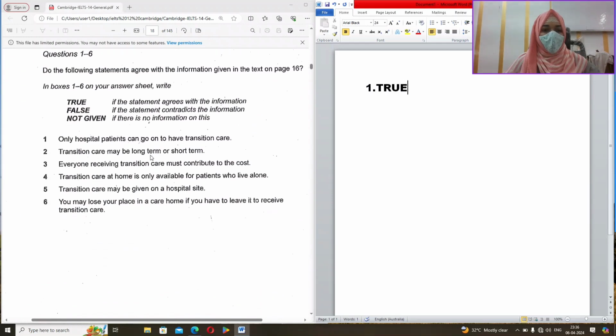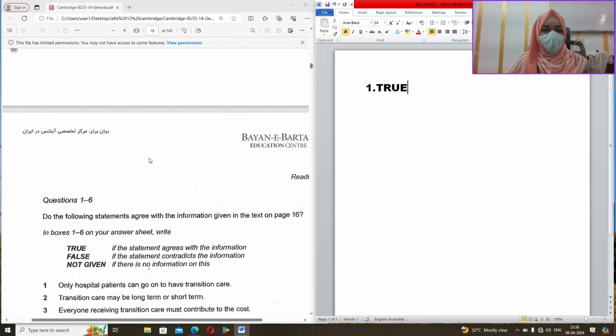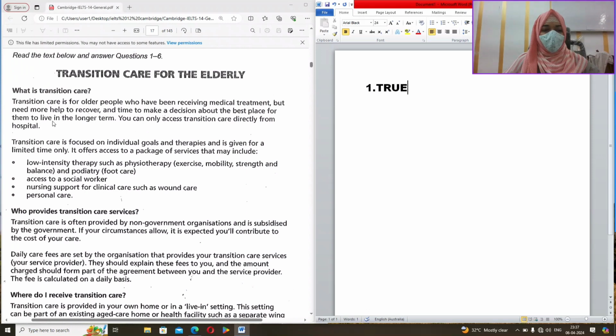Transition care may be long term or short term. But here it is written the opposite: for a limited period only. There is nothing about short term or long term. Understood? They provide services in packages, in the packaging system. In packages they have each and everything written. So here the statement contradicts.